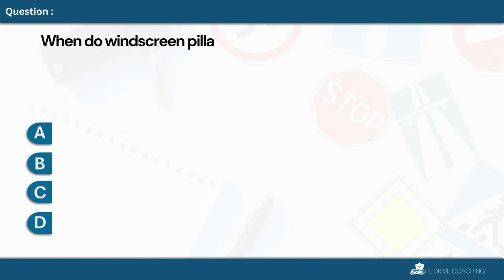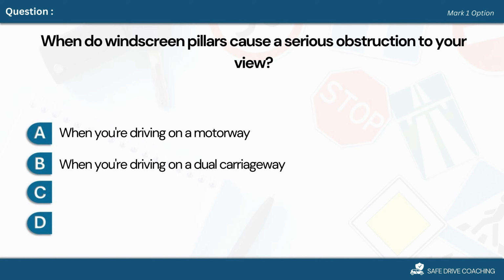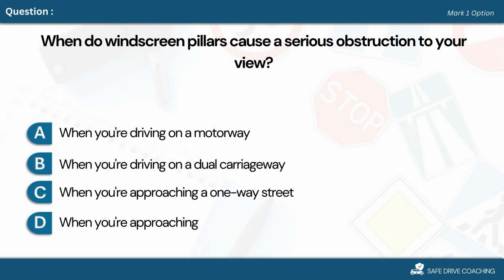When do windscreen pillars cause a serious obstruction to your view? A. When you're driving on a motorway. B. When you're driving on a dual carriageway. C. When you're approaching a one-way street. D. When you're approaching bends and junctions.